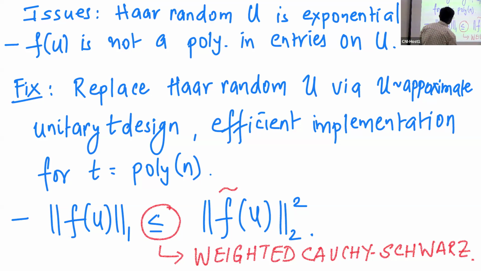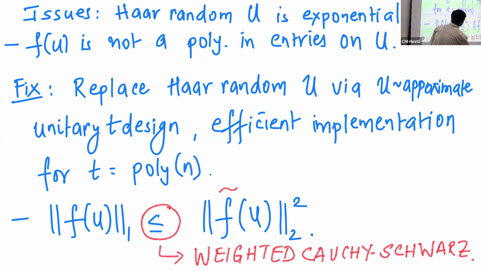But first, this design methodology works when the underlying functions are polynomial in the entries of this unitary. And this L1 norm as defined is not a polynomial in the entries of U. So a trick is to upper bound it by the L2 norm. So here there will be a square, this is a typo.